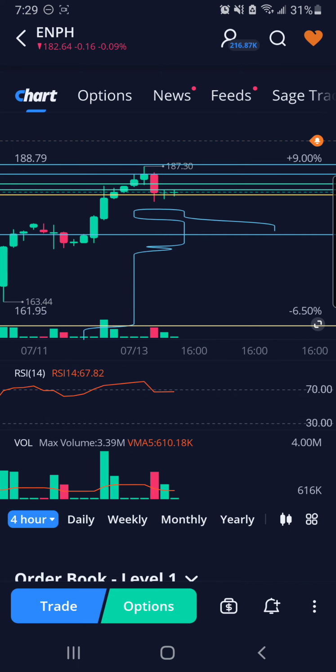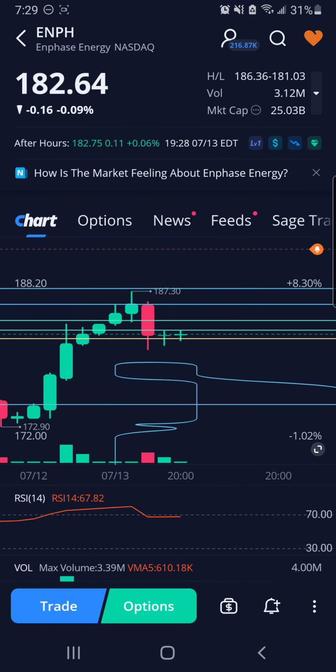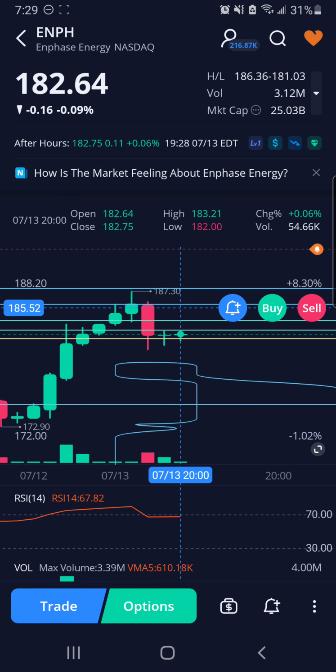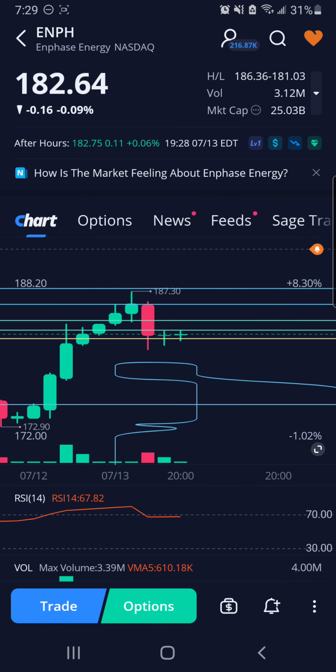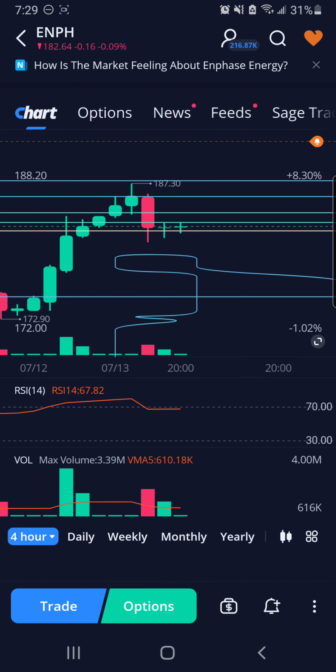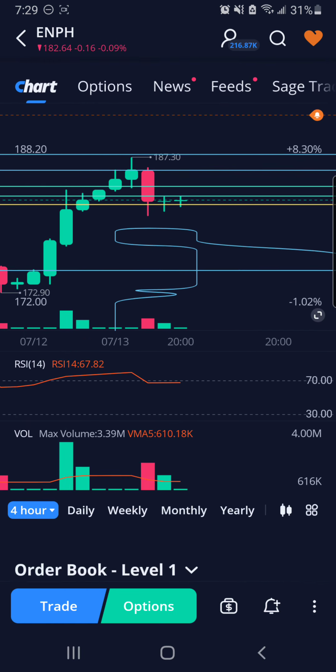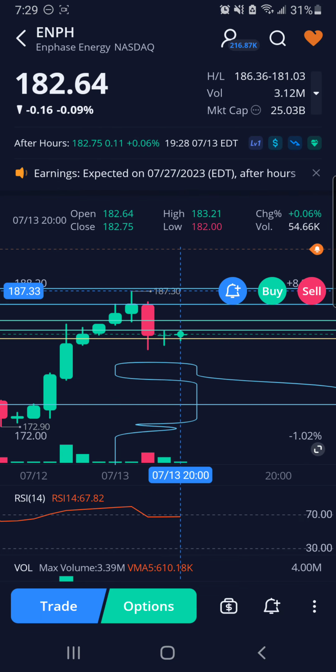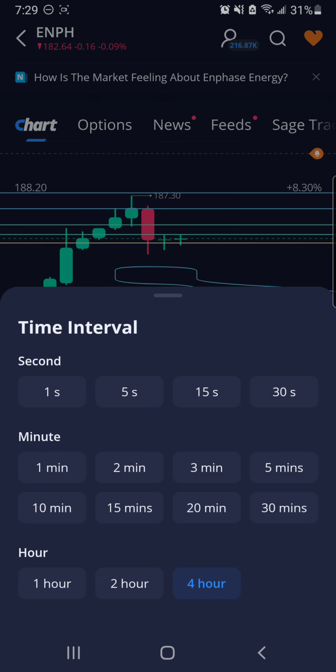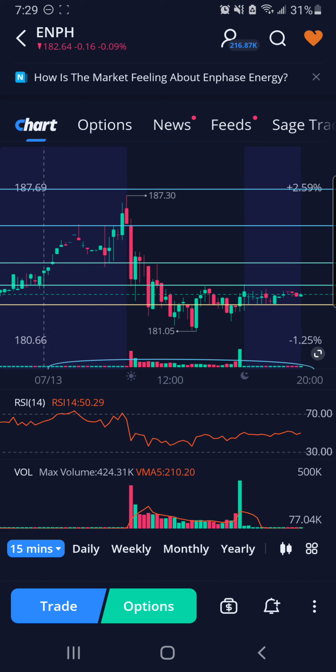So if we were to trade this tomorrow, I would be looking for it to get to this blue line, which is about 185.88. And if it breaks above that, then you've got your next line you're looking for, which is 187.62. Now let's see how it did today.